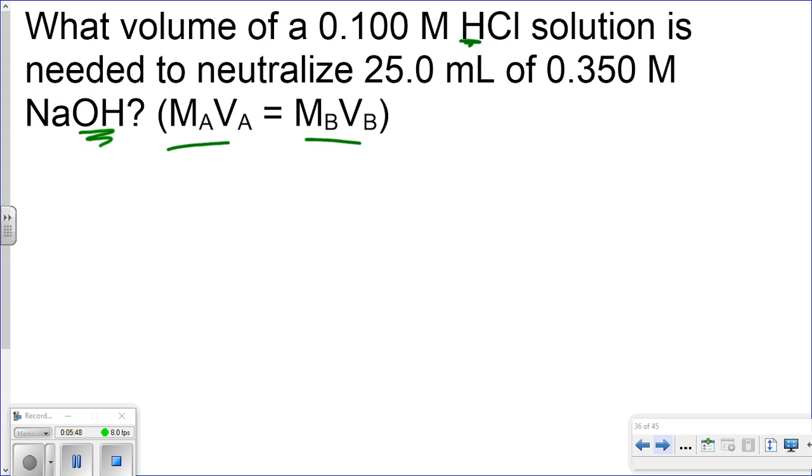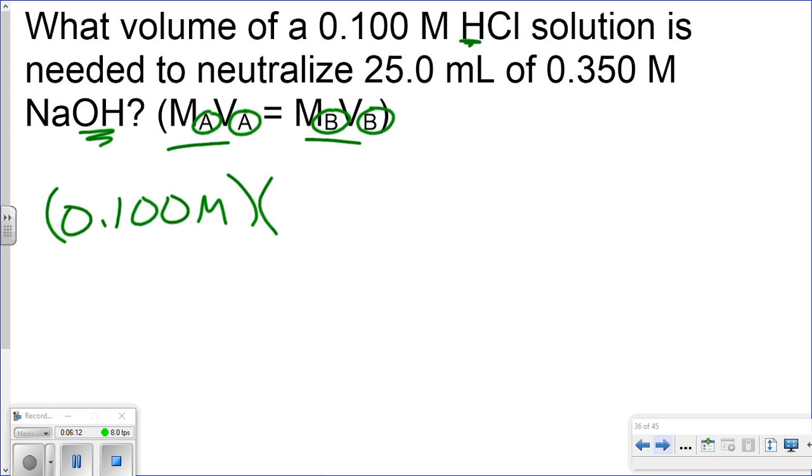So with the stipulation that you have a single H and a single OH in your reactants, you can use the MAVA. So what you would do is this. This is the molarity of the acid, volume of the acid, molarity of the base, volume of the base. So the molarity of the acid says what volume. So I know that I have a 0.100 molar HCl solution. It says what volume, so I'm going to go VA.